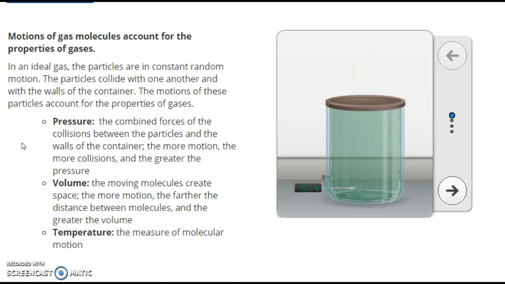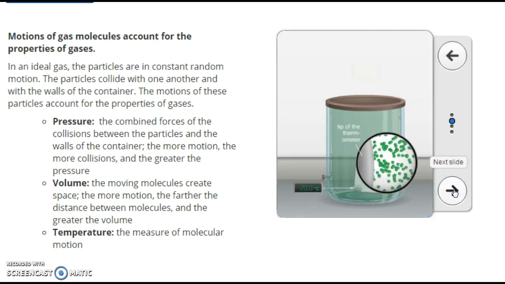Pressure, the combined forces of the collisions between the particles and the walls of the container. The more motion, the more collisions, and the greater the pressure. Volume, the moving molecules create space. The more motion, the farther the distance between molecules, and the greater the volume. Temperature, the measure of molecular motion. So let's take a look at this.